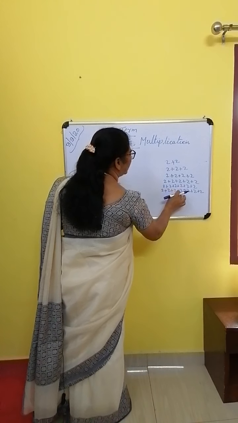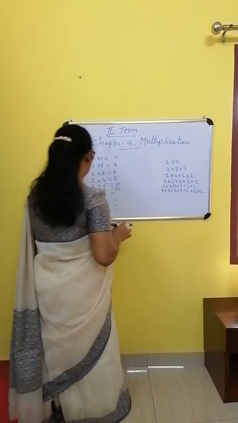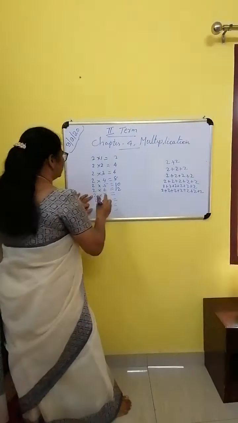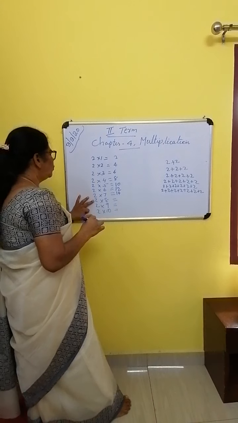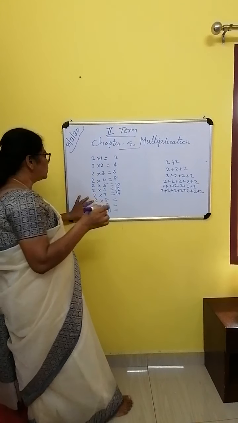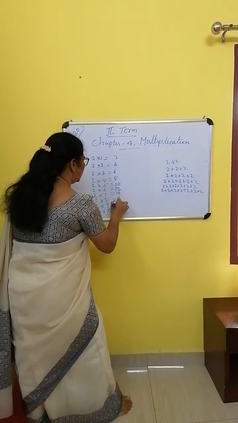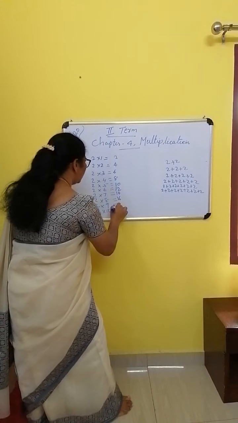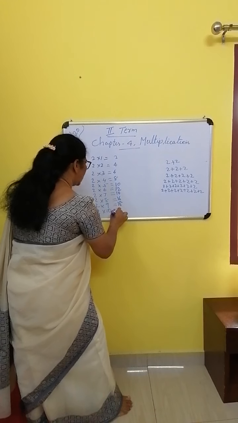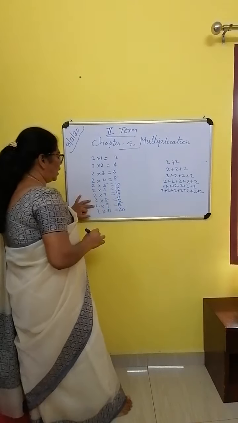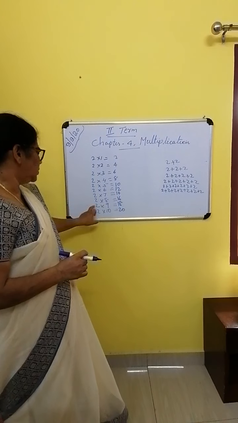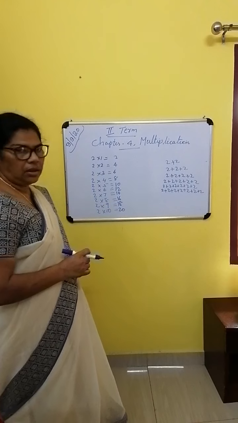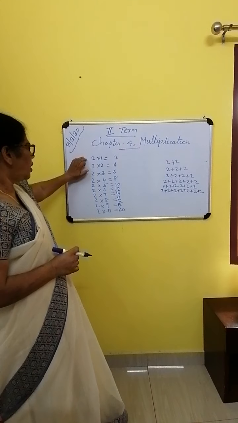Seven. 1, 2, 3, 4, 5, 6, 7. 2 is repeated 7 times. Okay? 2 7s are 14. Then 2 is repeated 8 times. 2 8s are 16. 2 9s are 18. 2 10s are 20. Okay. So 2 is repeated 10 times. That is 20. How to read?